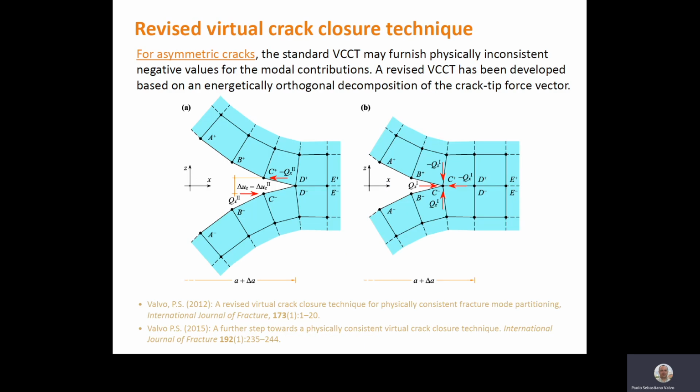It can be demonstrated that for asymmetric cracks, the standard VCCT may yield physically inconsistent negative values for G1 and G2. To overcome this drawback, a revised physically consistent formulation of the VCCT has been developed.